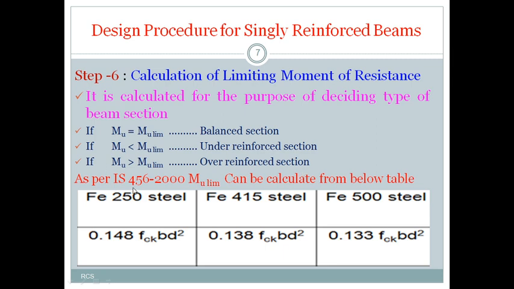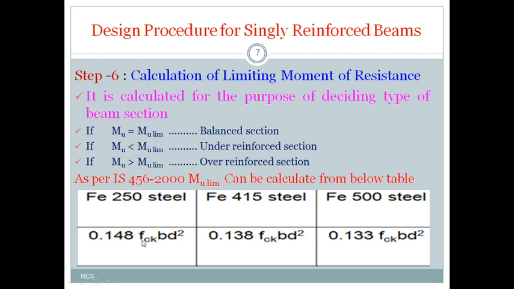Right. As per the code IS 456-2000, the limiting moment of resistance can be calculated from the below table. Depending upon the grade, there is a ready-made formula. If you know the grade of concrete, cross-sectional dimensions and grade of steel, you can directly calculate the limiting moment of resistance. Say for Fe250 steel, it is 0.148 fck bd square, for Fe415 steel, it is 0.138 fck bd square, and for Fe500 steel, it is 0.133 fck bd square.